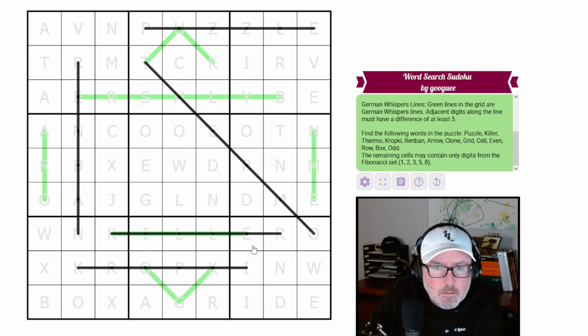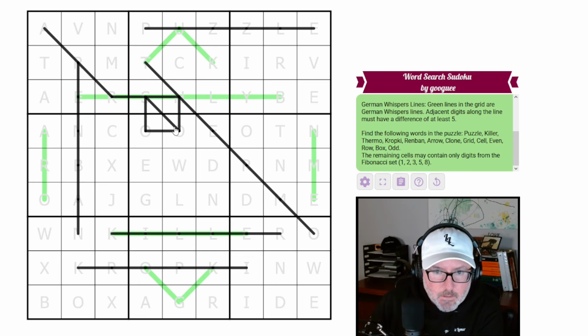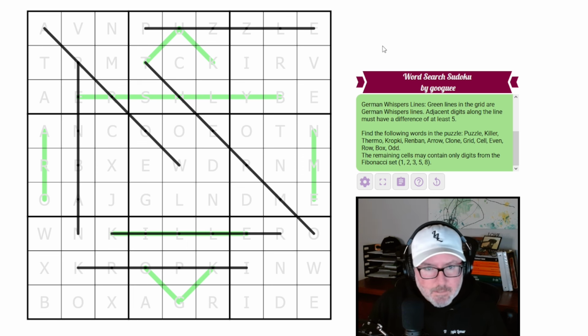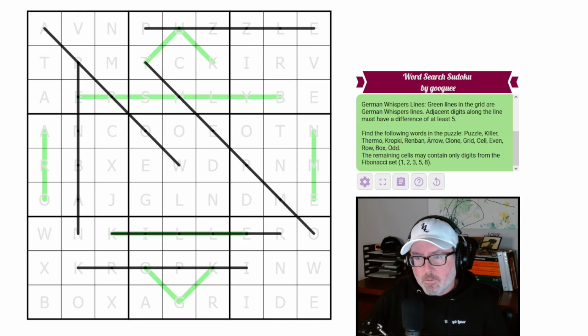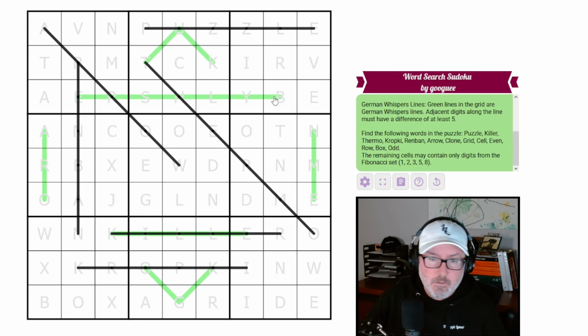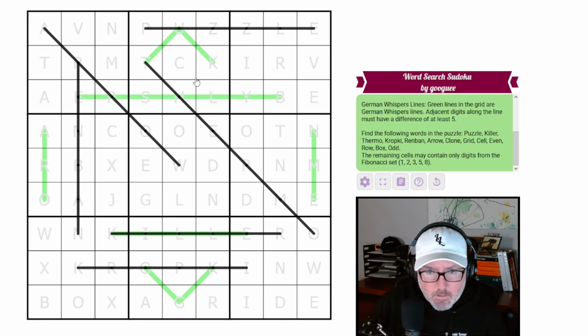Arrow and clone. Let's try to find the arrows. No, not you. Goodness gracious. That's the only thing about the line tool. Sometimes it can be a little crazy. That was arrow. I'm trying to go in order because it's a little bit harder for me to see on this particular screen. I want to make sure I get through every one of them properly. So clone and grid. Here's clone.